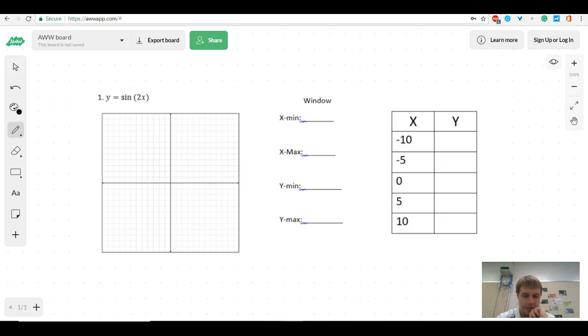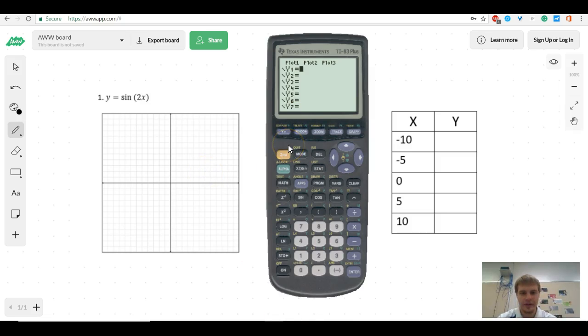So the first thing, again, is I just want to type this function in. So I hit y equals again, I'm already there. And then we want the sine button. You can see the sine is right here, so I'm going to hit sine. 2x, so 2, and then the x button's right here. And then we'll close the parentheses and hit graph. Now again, you can see that it looks like it's graphing something, but I have no clue what that looks like. So we're going to change our window and make it look a little nicer.